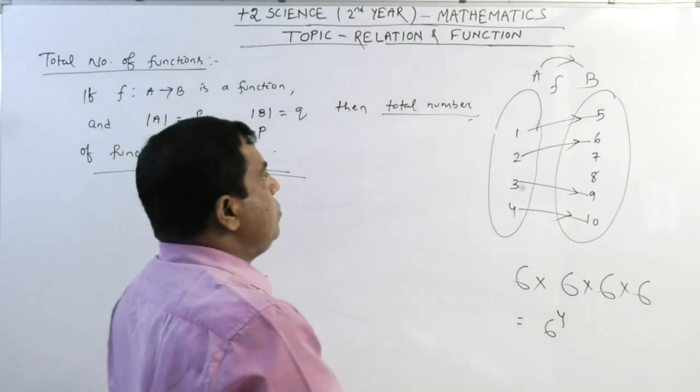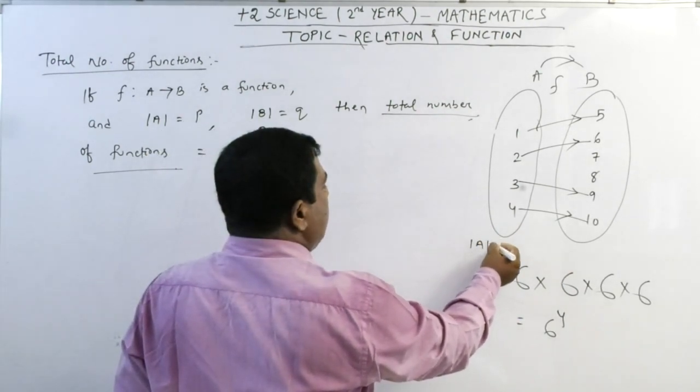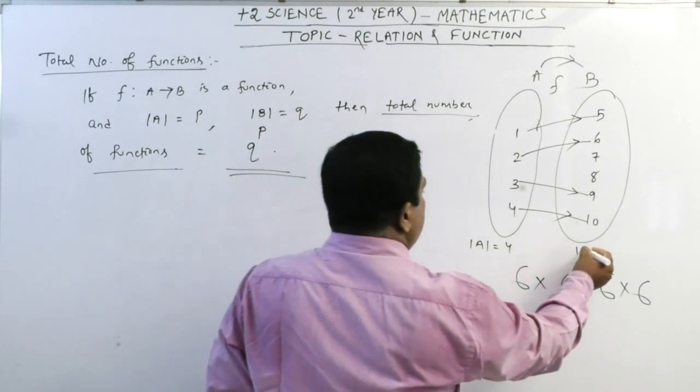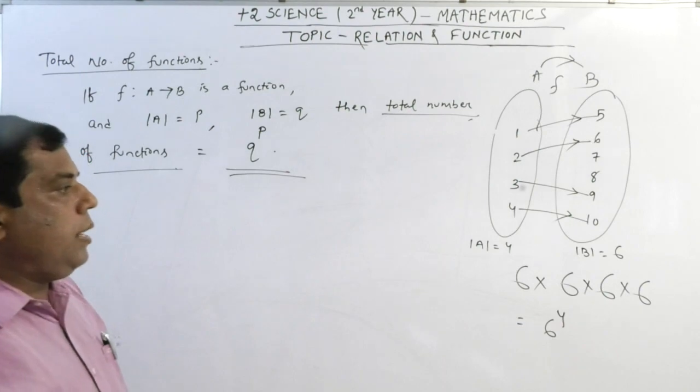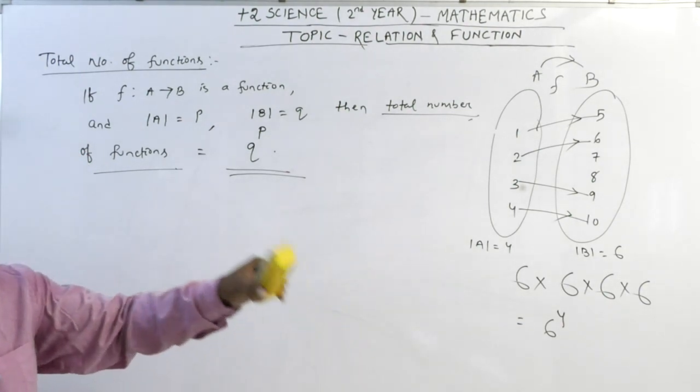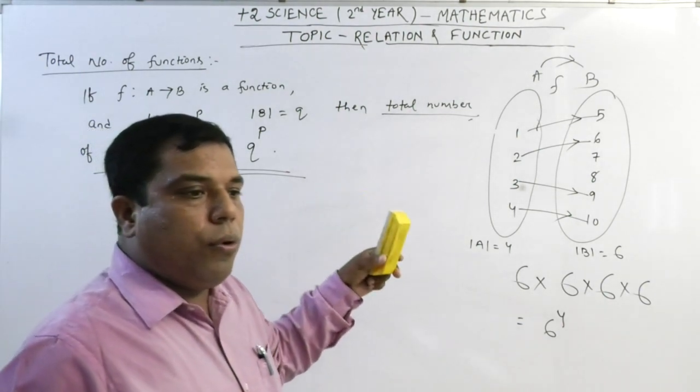Verify with it. You see here, cardinality of A equal to 4, cardinality of B equal to 6. So the total number of functions from A to B is equal to 6 to the power 4.